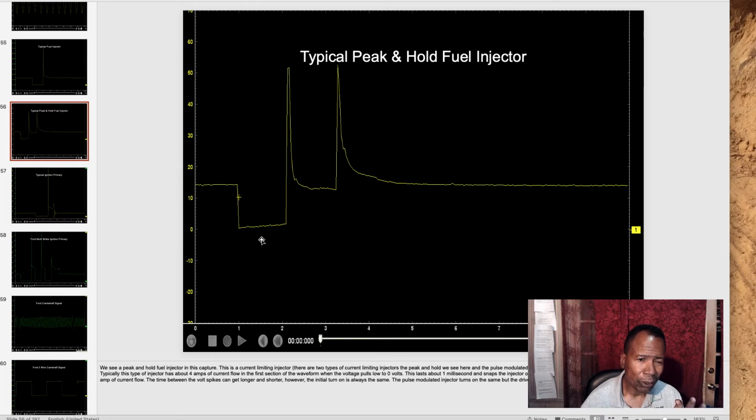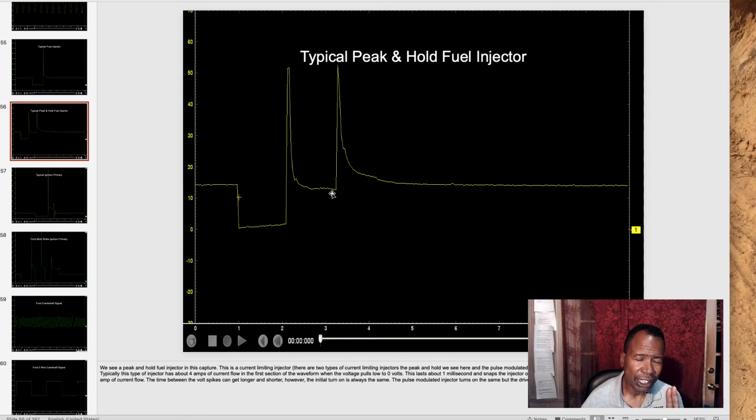Once it hits about 4 amps, it's going to switch to another driver. Then you're going to be in this circuit here that runs about 1 amp. Okay, so right here we've got the system voltage, pulling it down, holding it open, then it's going to turn it off and switch to a second driver.